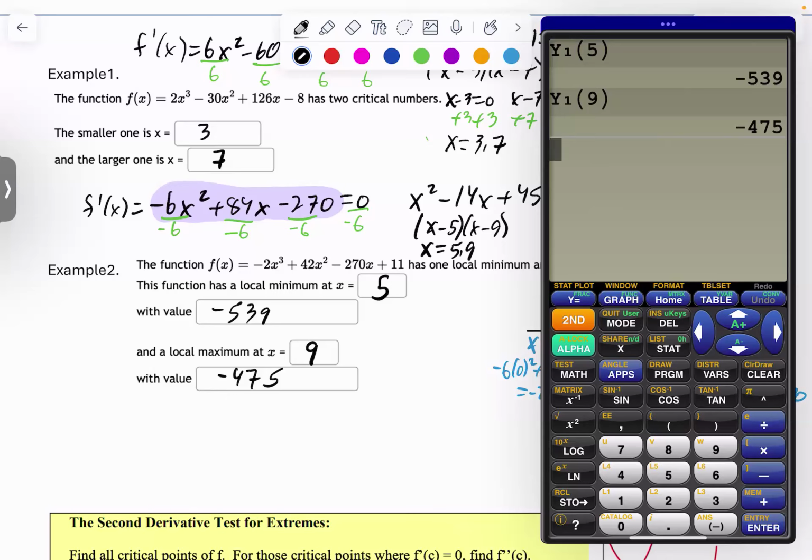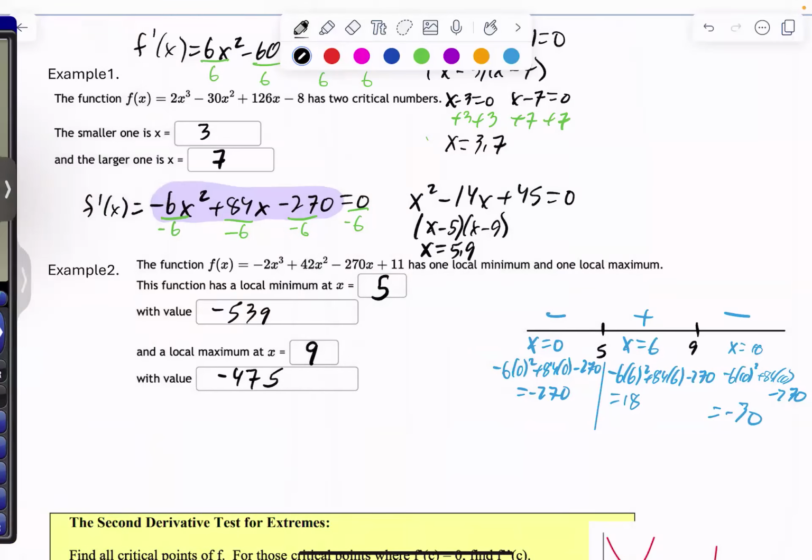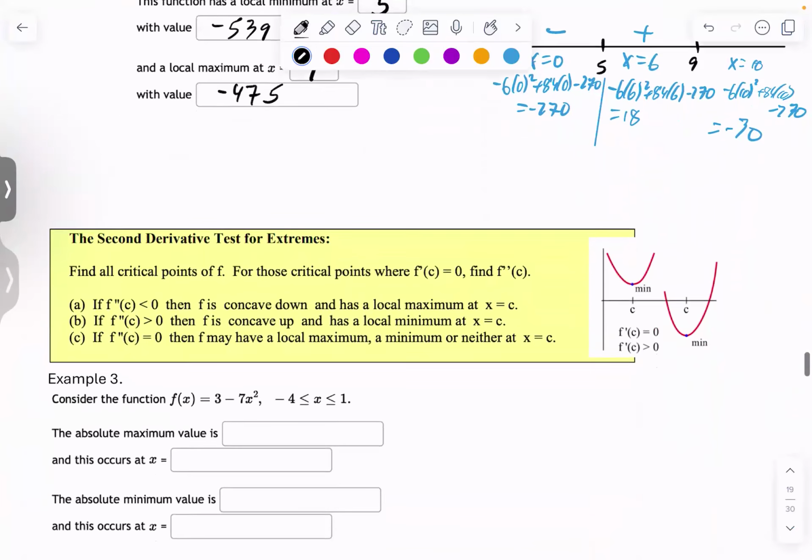So I know it's a bit messy. And if you need to write out plugging in 5 into -2x cubed plus 42x squared minus 270x plus 11, that's fine. Or plug it into the y equals to make it a little bit faster. That's great too. All right, and we have another way to determine if something is a local minimum or maximum, and that is by taking the second derivative.